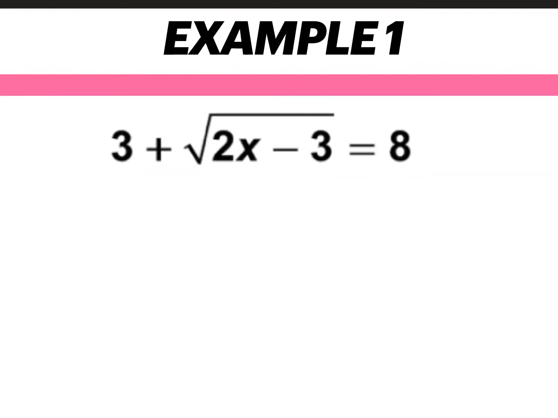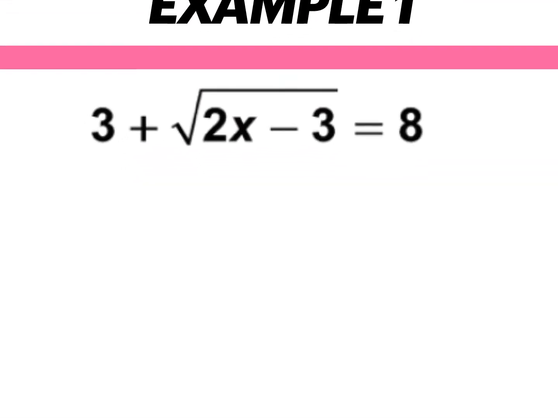So example 1, step 1, isolate the radical. So how do we get this radical to be all by itself? Awesome. We're going to move that 3 to the other side, so we subtract both sides by 3. So we have the square root of 2x minus 3 is equal to, what's 8 minus 3? 5.